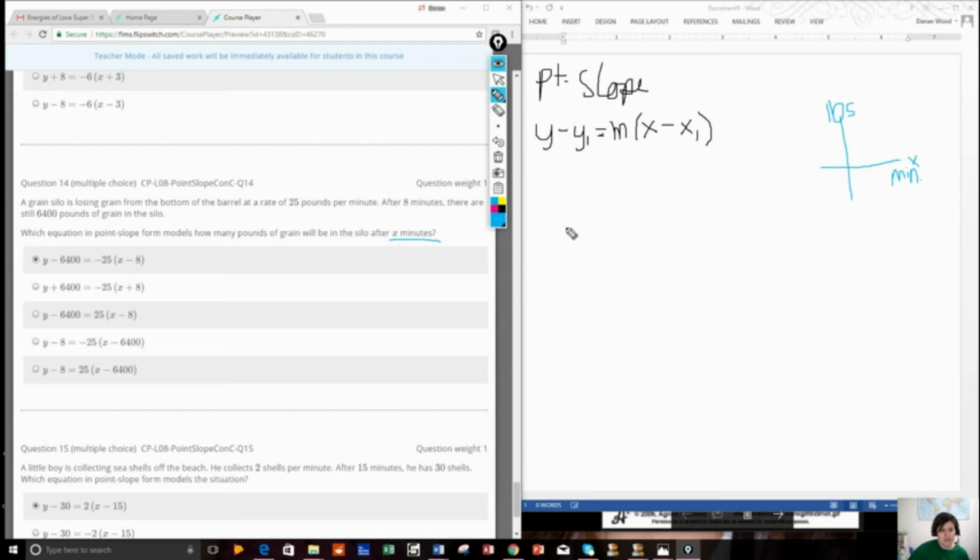And then it says at a rate of 25 pounds per minute. So our slope, again, is right there. The keyword is rate, and that is 25 pounds per minute.